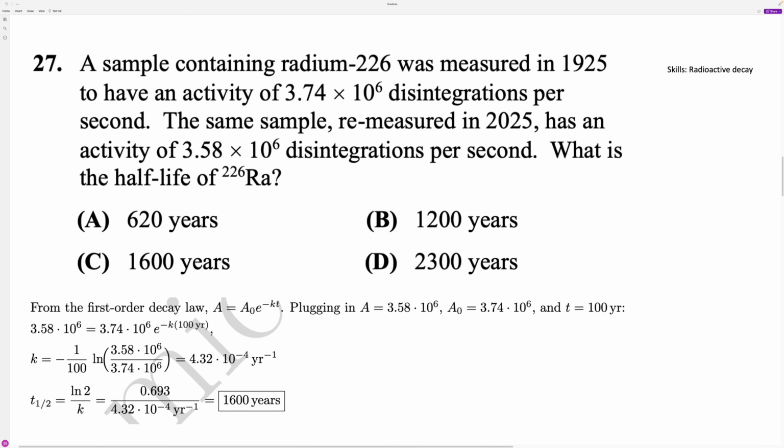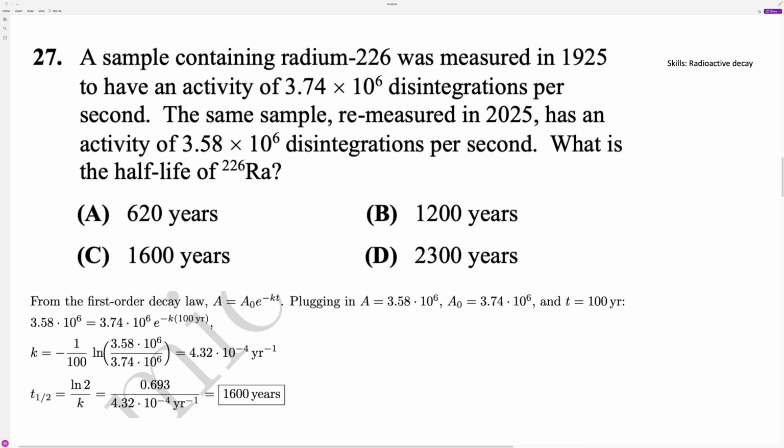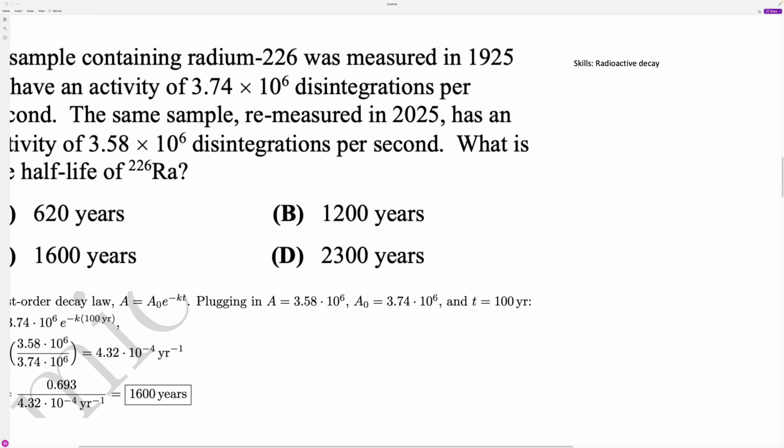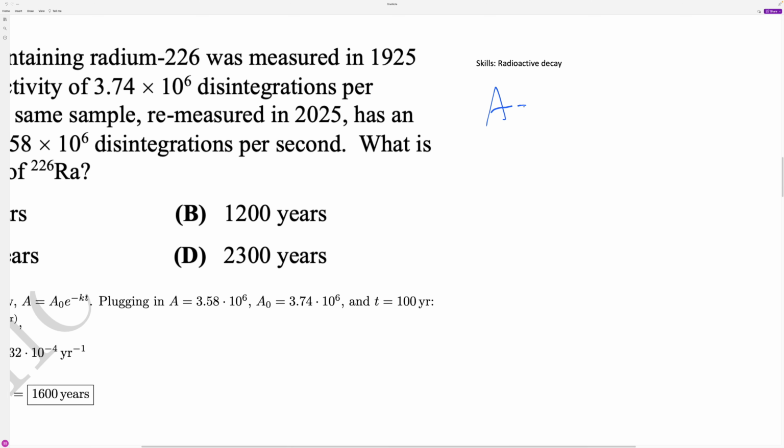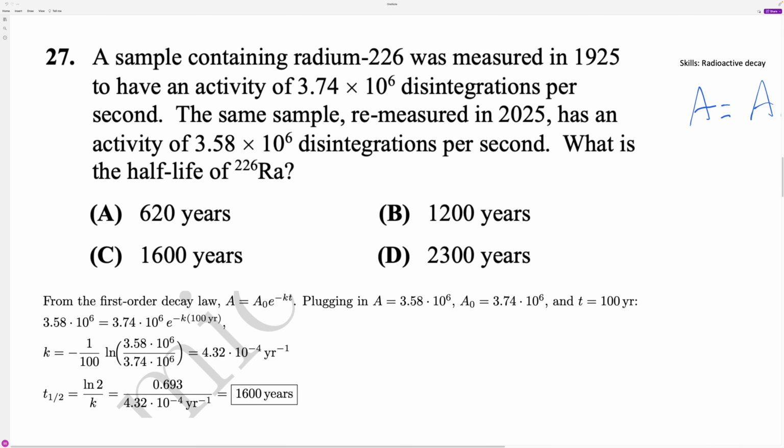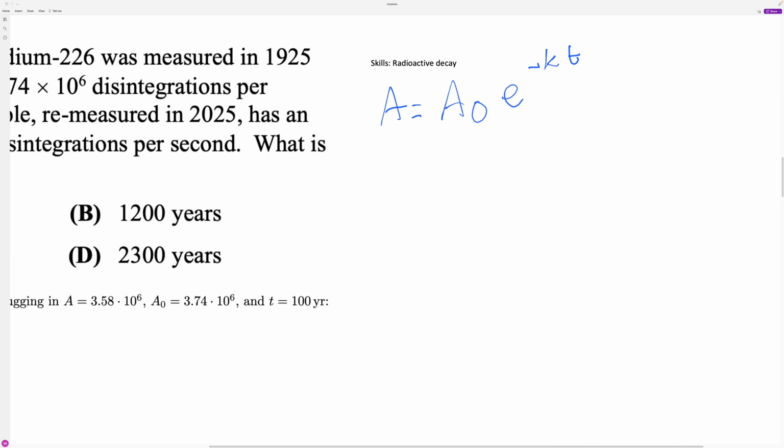Okay, let's move on to question 27. So question 27, you need to use the first order decay law, and that's going to be A equals A initial times e to the power of negative kt. So let's rearrange for k, since we're going to apply this equation. So you pretty much need to know both of these equations.